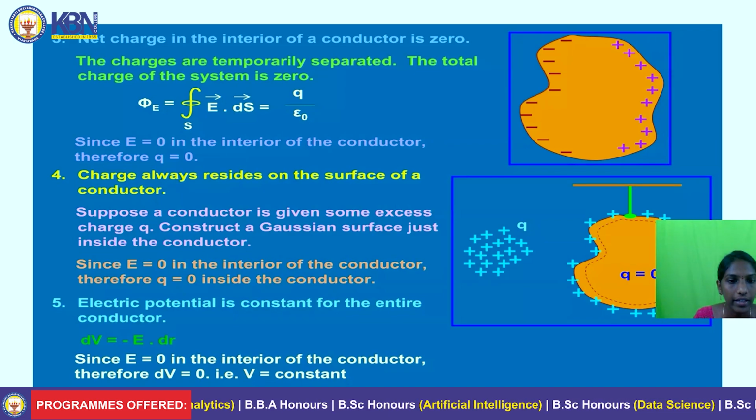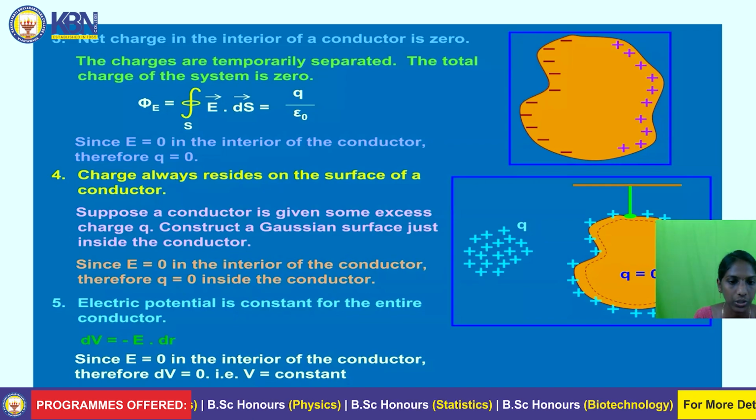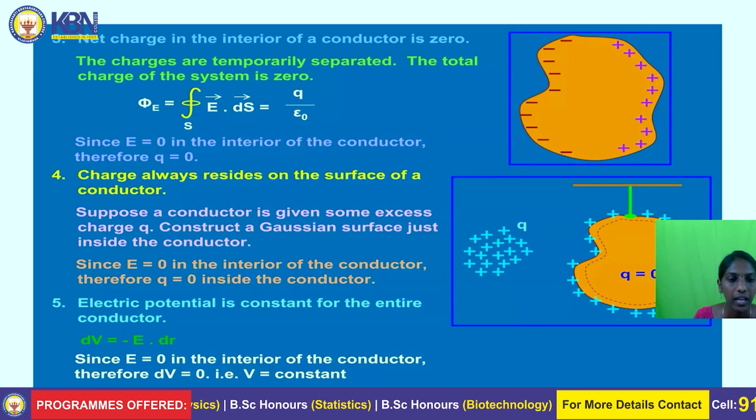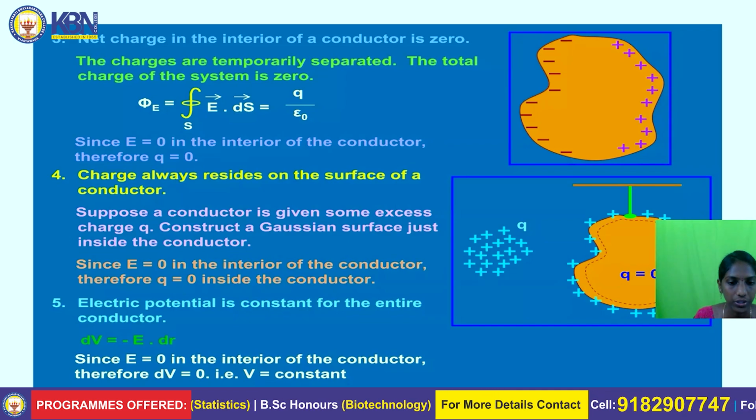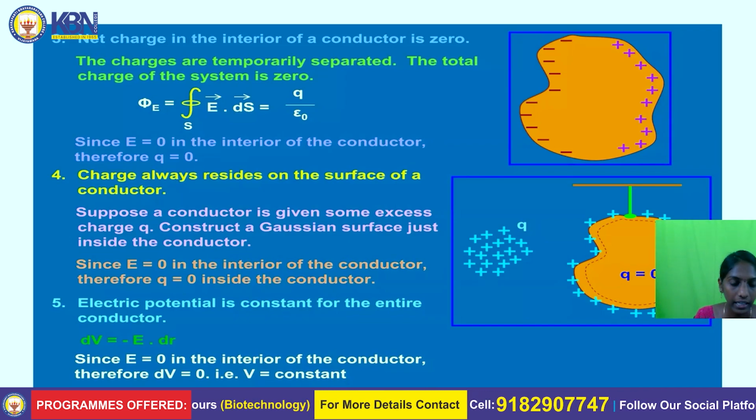Charge always resides on the surface of a conductor. Suppose a conductor is given some excess charge q. Construct a Gaussian surface just inside the conductor. Since E is equal to 0 in the interior of the conductor, therefore q is equal to 0 inside the conductor. Electric potential is constant for the entire conductor.